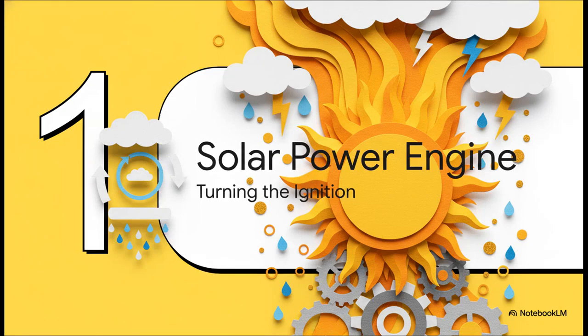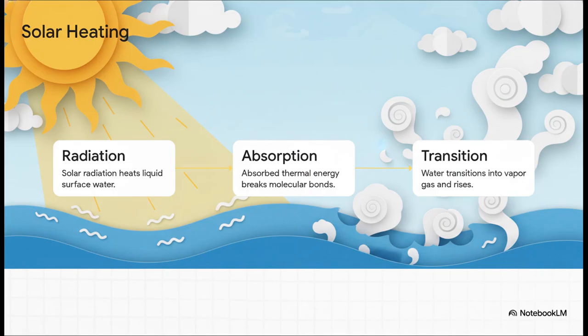All right, let's jump straight into part one, the solar power engine, turning the ignition. Every powerful machine needs a spark to get going, right? Well, ours is absolutely no different. In your mind's eye, picture solar radiation beaming down directly from the sun. The sun is essentially acting as our ultimate energy source.